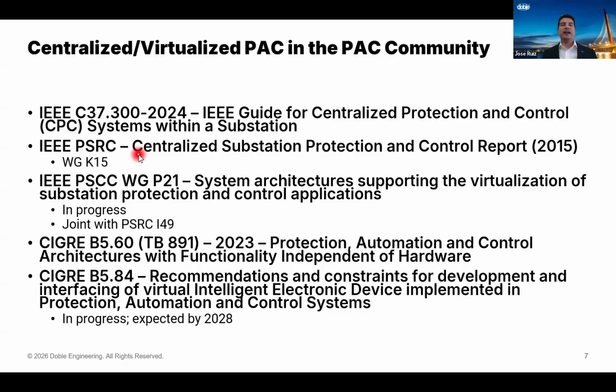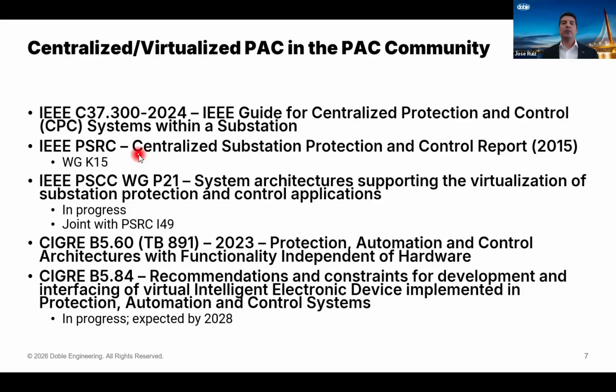Then today we have the IEEE Power System Communication and Control community. We have the working group P21, which is basically working on the roadmap for developing new or updating existing IEEE standards to address issues of centralized protection and control systems. So it is a review of the standards or what else might be needed for CPC. The work is still ongoing. It's a joint effort with the PSRC working group I-49.